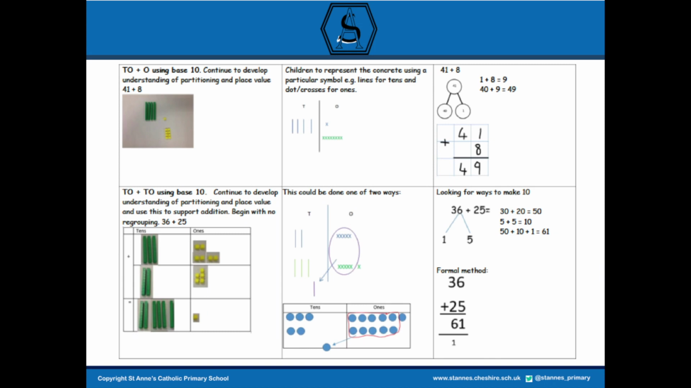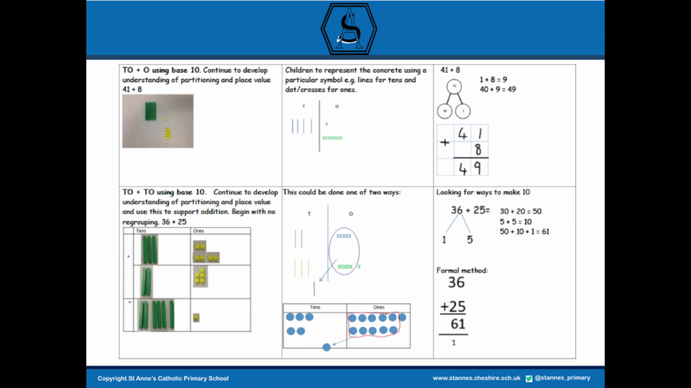Now moving on to the pictorial, you can draw it. So we've got our 36 and our 25. You can see that the circled amount is 10, which regrouped into an extra 10 stick, and then that makes 61. You can see it's done in the tens and ones grid at the bottom as well. It's another way of representing this pictorially.